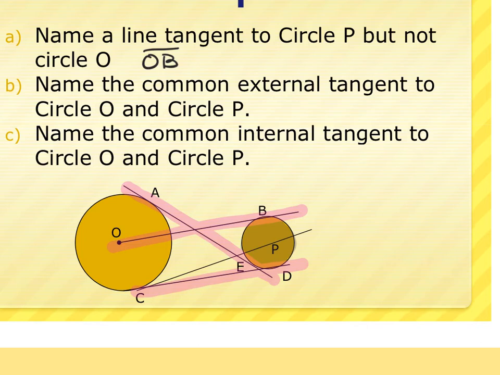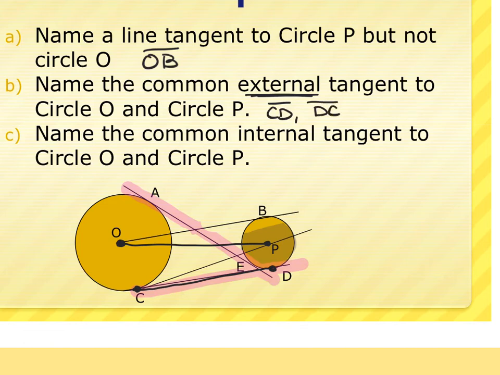B says name the common external tangent to O and P. Okay, so we need it to be a common tangent, which means not OB. Let's erase that one because we just said that that would be tangent to the first one but not the second one. Which means that we're looking at the two common tangents of AE and CD. And we just said that if we took a segment and connected the two centers, the internal is going to cross through it, the external does not cross through it. So if I want an external tangent this time, I'm looking at CD. It does not cross through the segment that's connecting my centers. Or DC, the same thing.